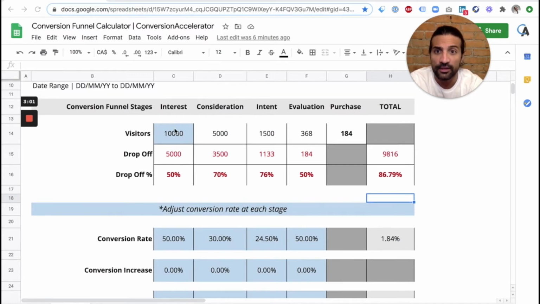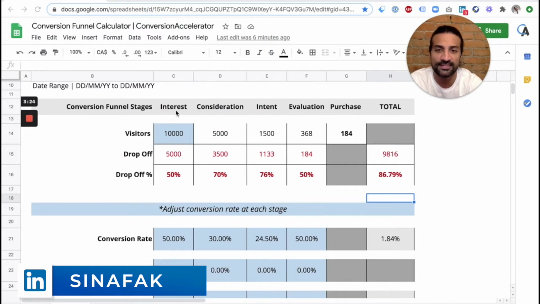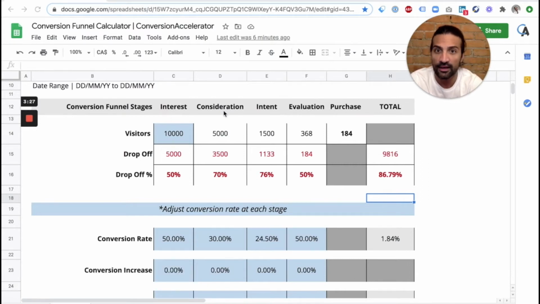Essentially, your conversion funnel is going to have different stages, so different steps. And you can adjust this based on what your funnel looks like, what that user experience and buying flow looks like in your store. But essentially, you have interest, consideration, intent, evaluation, and purchase. So interest, let's say, is all website visitors. Consideration would be people who look at your product page, for example. Intent is people who add to cart. Evaluation is your checkout page, and purchase is the thank you page where people have purchased and you're good to go.